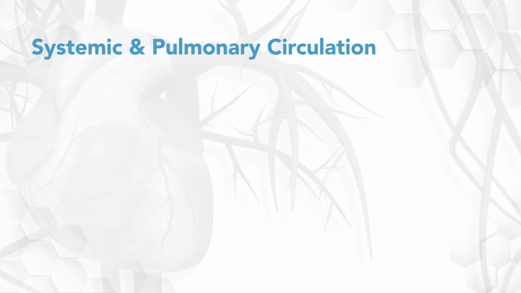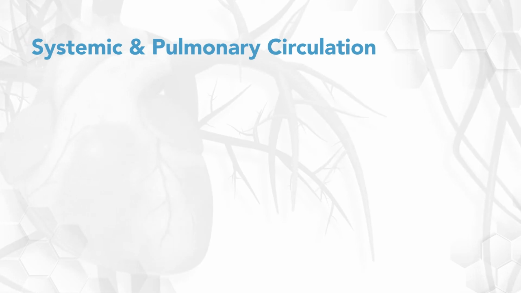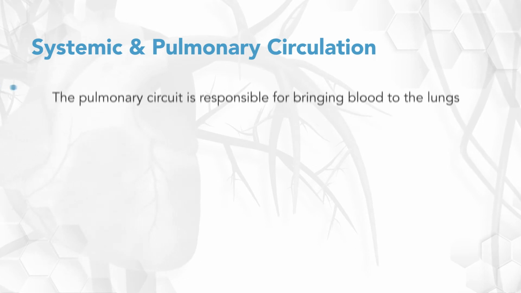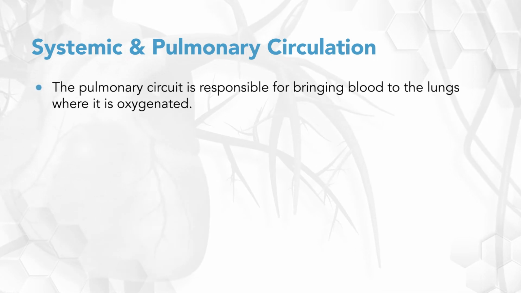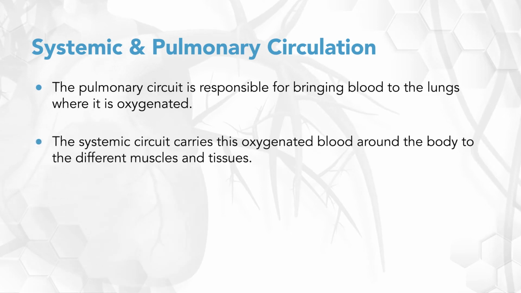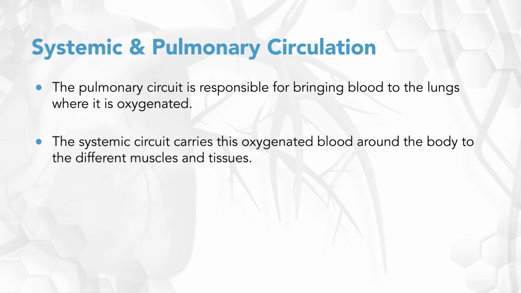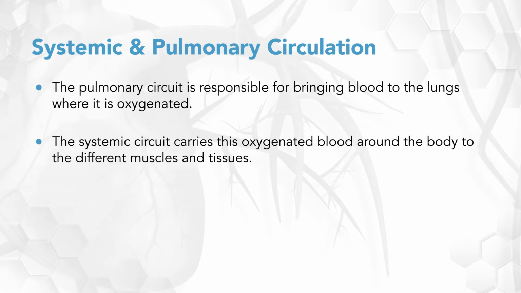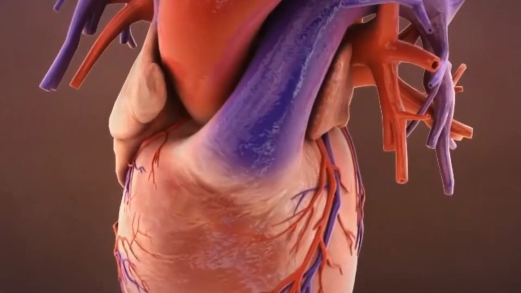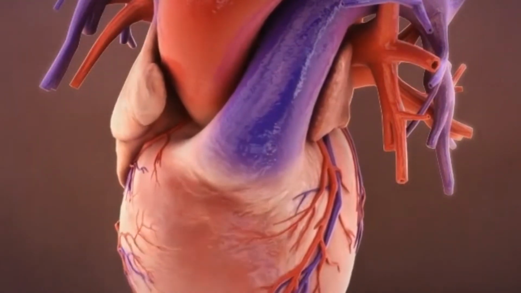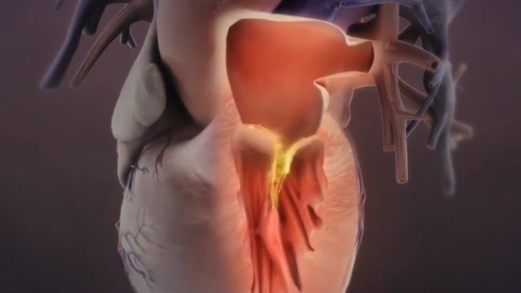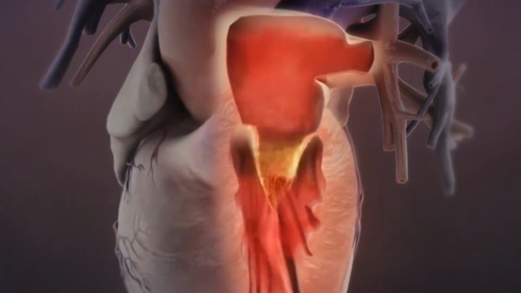The circulatory system follows two different circulatory paths: pulmonary circulation and systemic circulation. The pulmonary circuit is responsible for bringing blood to the lungs, where it is oxygenated, while the systemic circuit carries this oxygenated blood around the body to the different muscles and tissues. As we know, deoxygenated blood enters the right side of the heart through the inferior and superior vena cava, thus entering into the pulmonary circuit.